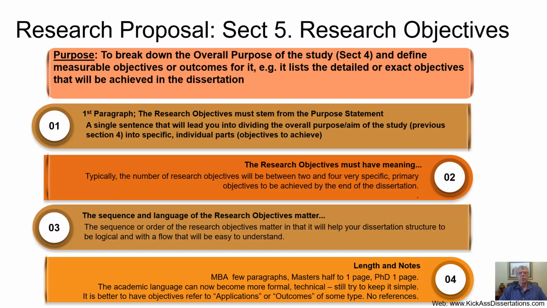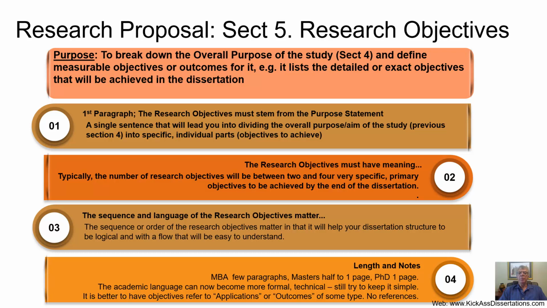So it's very short and sweet. There are no long stories to this. A single sentence that's going to tell you the research objectives of this study will be this and that and the other thing. Important to realize that your research objectives must have meaning. Okay, so typically there will be between about 2 to maybe 4 or 5 of these specific objectives.